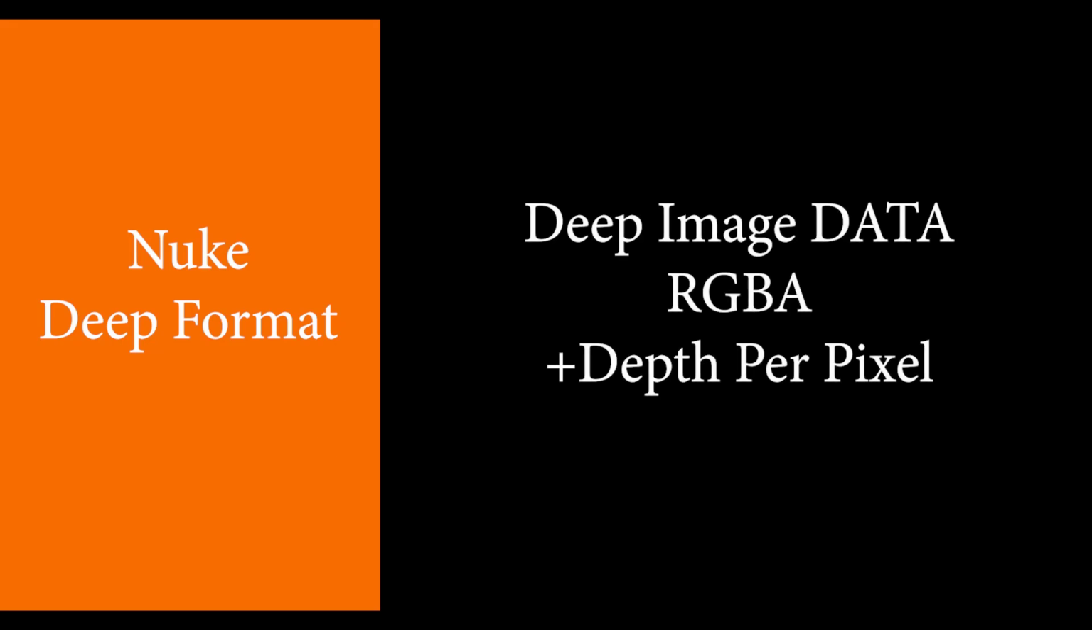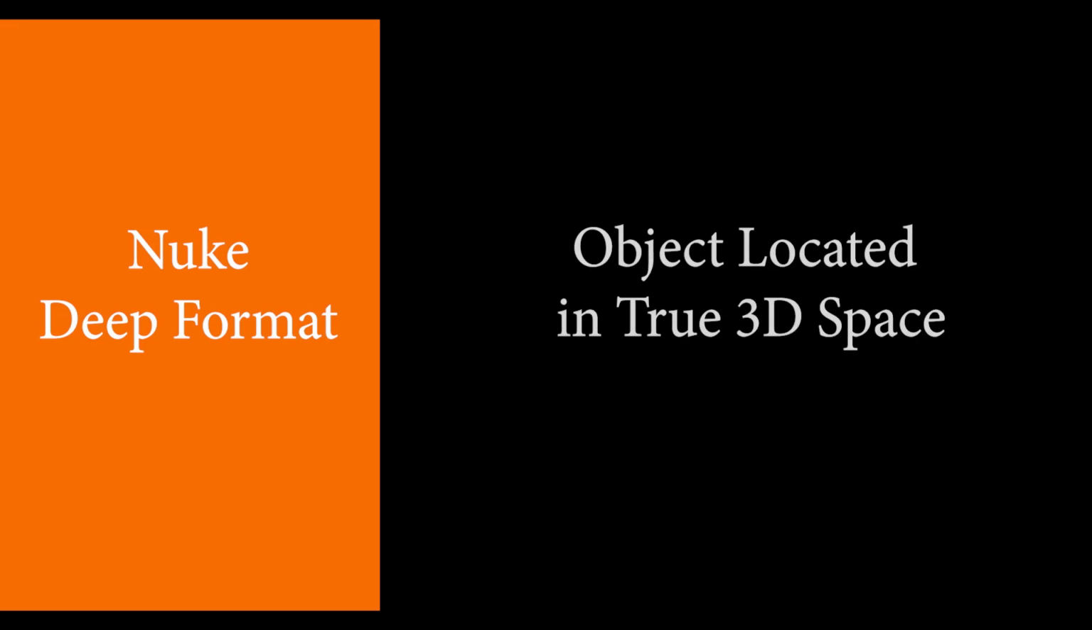Deep images store additional data of depth per pixel. If there are different objects in the scene, the deep image stores the depth per pixel. Then we know where the object is located in 3D when compositing. If we render different deep renders with deep data, then we can combine them without any holdouts or mattes, and they merge in true 3D space.